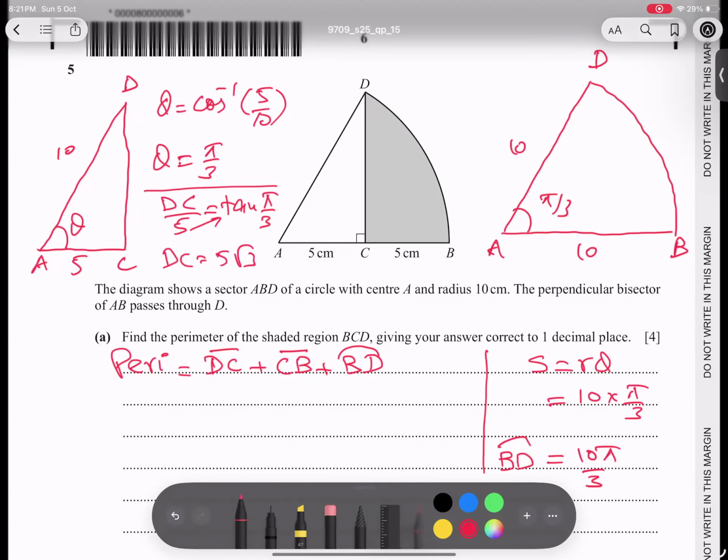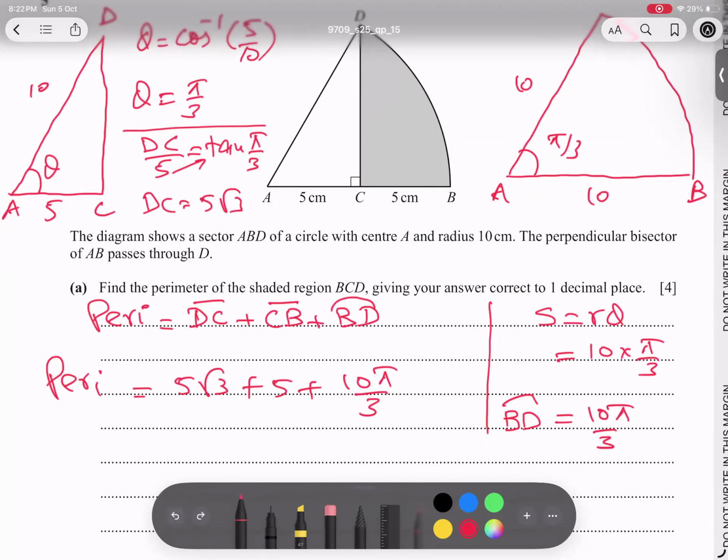And Alhamdulillah Rabbil Alameen. So the perimeter is done. DC is 5 root 3. CB, you can see from here, is 5, and arc length is 10 pi by 3. But he said give the answer in 1 decimal place. So I will add 5 root 3 plus 5 plus 10 times 2 pi over 3. My answer turns out to be perimeter 24.13, but I need 1 decimal place, I don't need 3. And I will not round, and this is my answer finally. I hope the point is very clear.